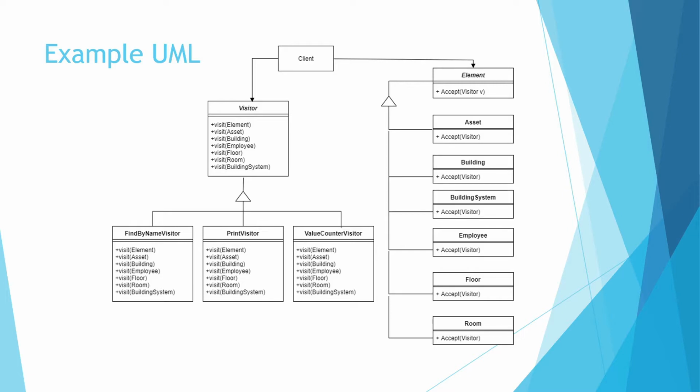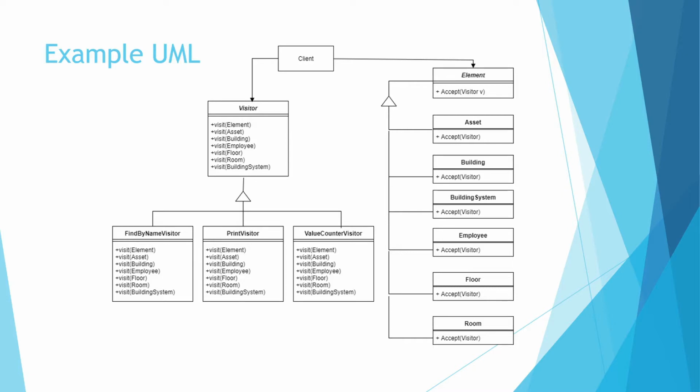We're expecting that there's not going to be a whole lot of change in these data elements. There aren't that many different types of objects. The data structure that we're going to have is a tree structure, or a composite structure. A building is going to be composed of floors, a floor is going to be composed of rooms, and rooms will have employees or assets, and floors will have building systems or rooms or assets.